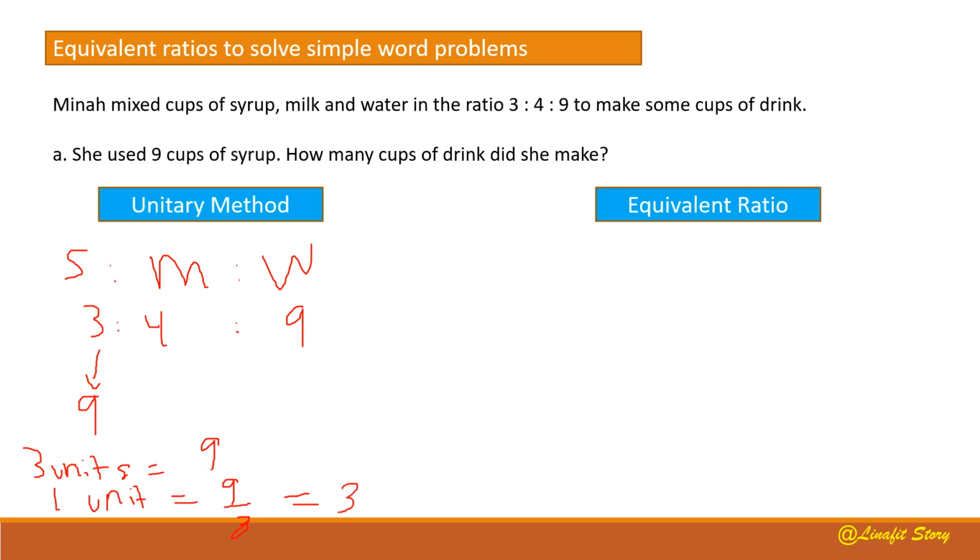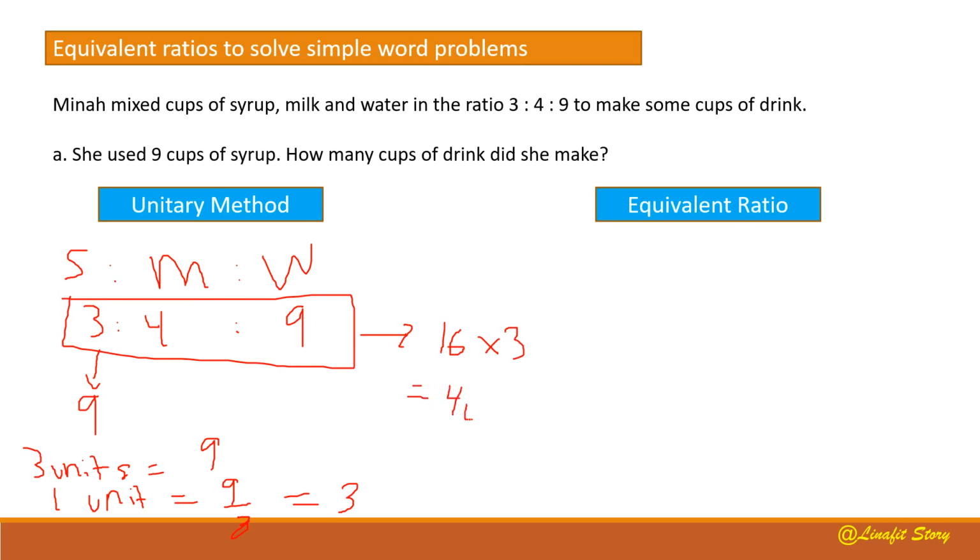So how many cups of drink did she make? So we have to find the total units. So 3 plus 4 plus 9 equals 16. So if 1 unit equals 3, how about 16 units? So 16 times 3 equals 48. So she made 48 cups of drink.